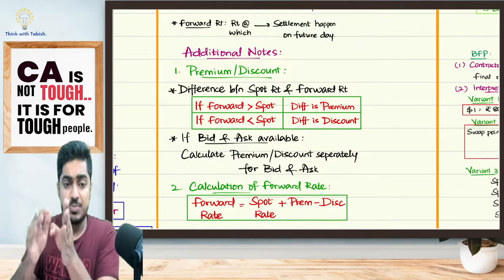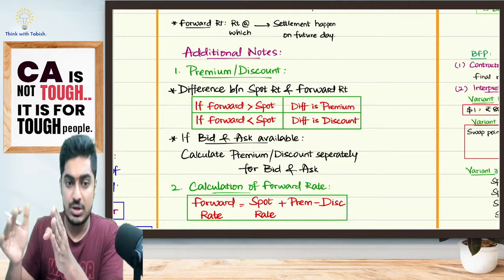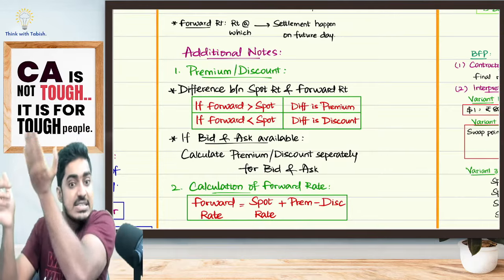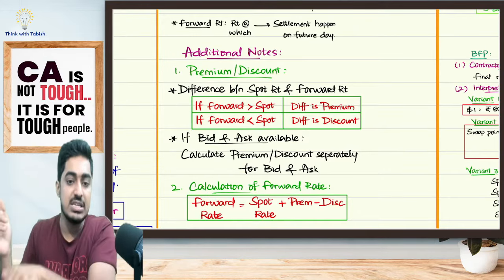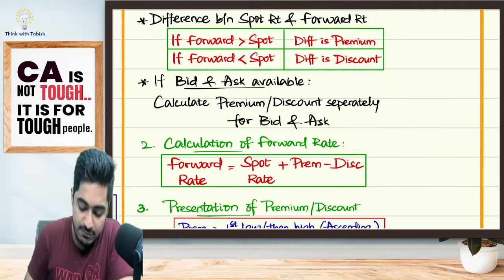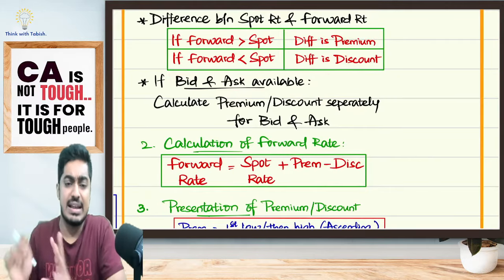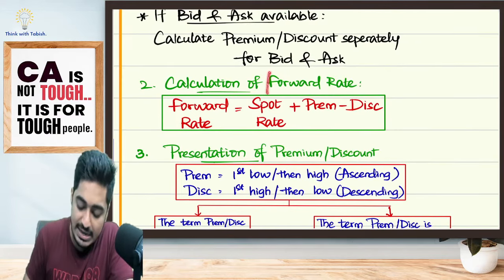Premium or discount: the difference between my spot and forward rate is called premium or discount. If my forward rate is increasing, it is called a premium. If the forward rate is decreasing, it is called a discount. If bid and ask are available, I will do the calculations separately.